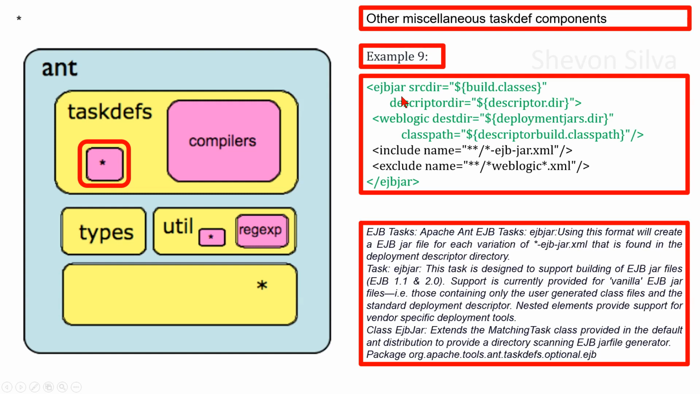1.1 and 2.0. Support is currently provided for vanilla EJB jar files, that is those containing only the user generated class files and the standard deployment descriptor. Nested elements provide support for vendor specific deployment tools.